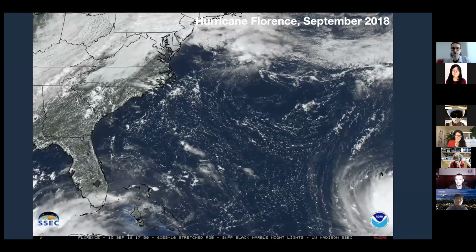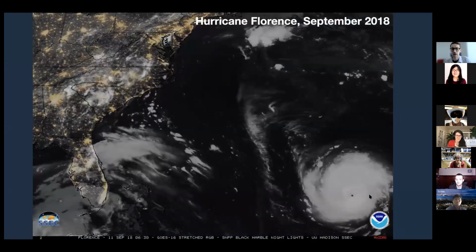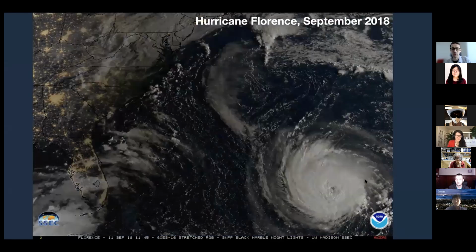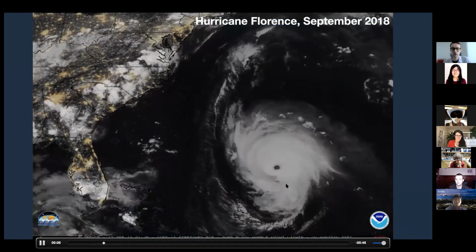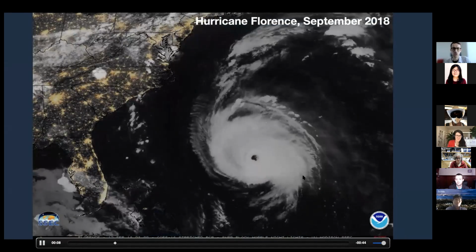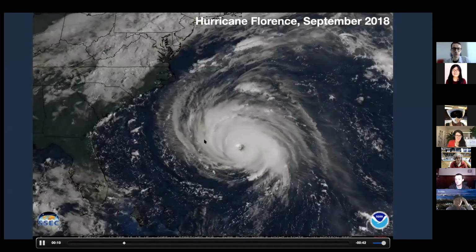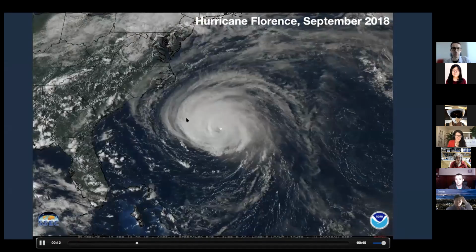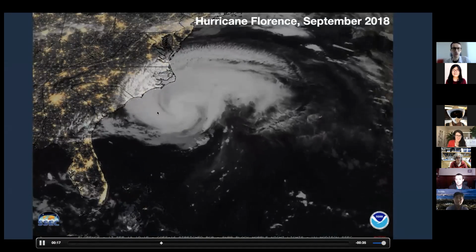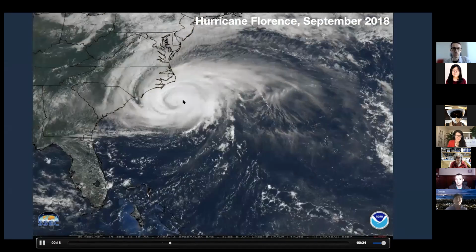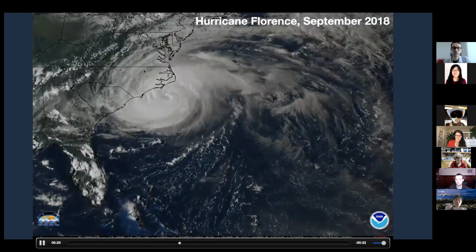You're seeing a visible satellite image. The clouds are in white. And I'm playing this now, an animation of visible satellite imagery sort of interwoven with infrared satellite imagery. And you can see Hurricane Florence here. It's a vortex in the atmosphere. Air is flowing counterclockwise, we call it cyclonically, around the eye of the storm.